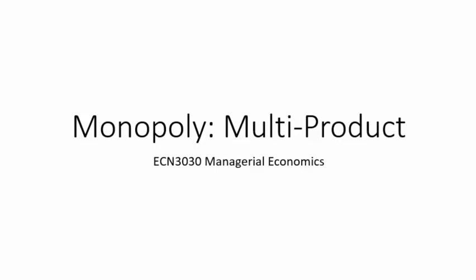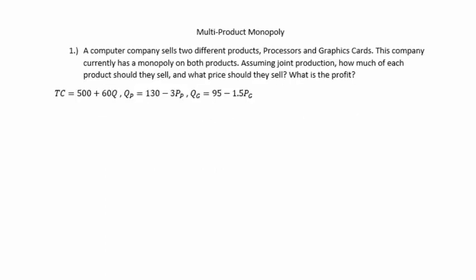In this video, we will be discussing monopolies that produce multiple products and how they profit maximize. So here we have a problem where a computer company sells two different products, processors and graphics cards, and this company currently has a monopoly on both products. Assuming joint production, how much of each product should they sell, what price should they sell at, and what is the profit they get from producing both of these products.